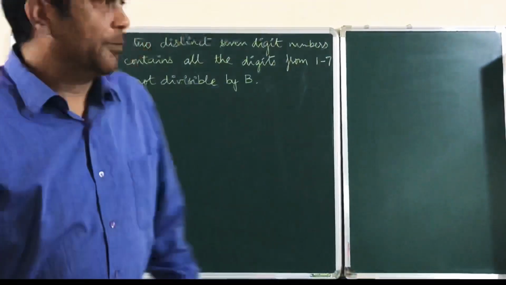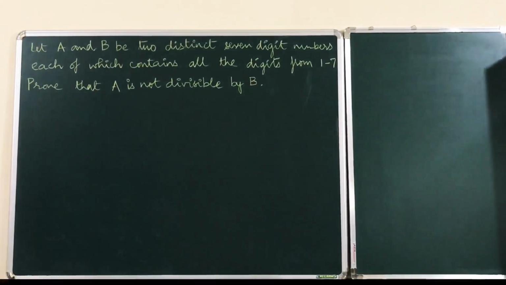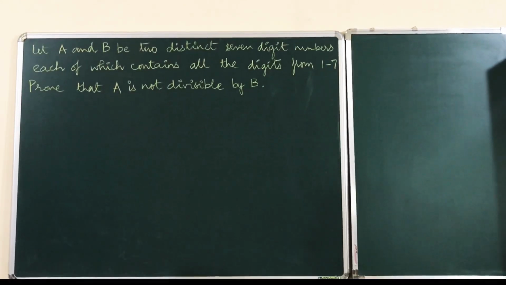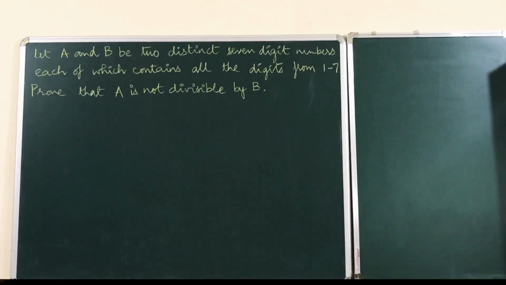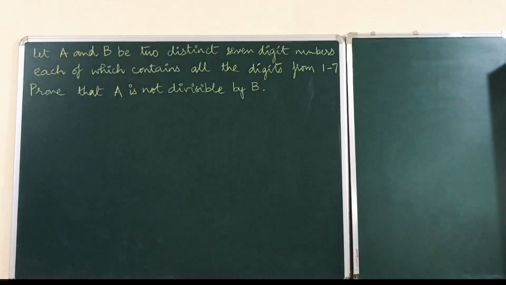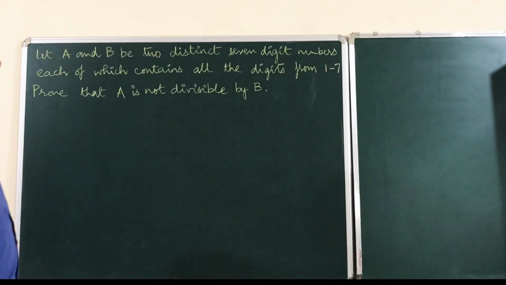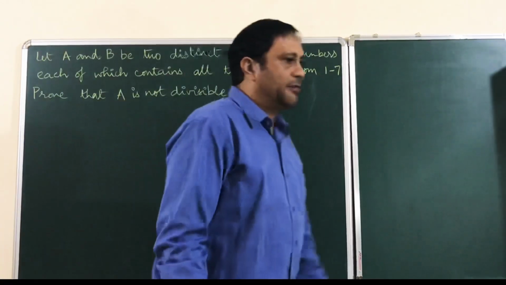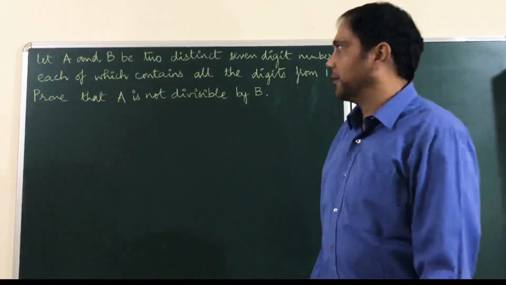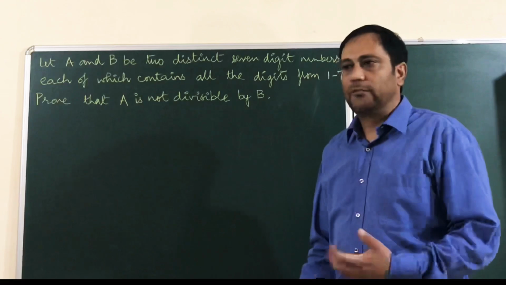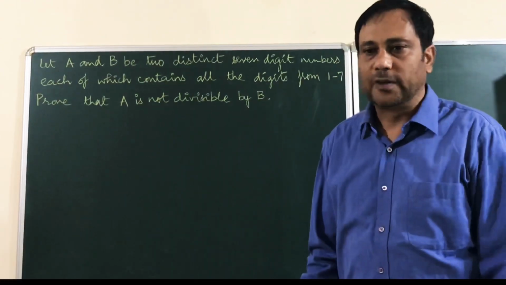Now the next problem was asked in the Russian Maths Olympiad. Let A and B be two distinct 7-digit numbers, each of which contains all the digits from 1 to 7. Prove that A is not divisible by B. It's a very good problem, and this problem we can solve using divisibility by 9.